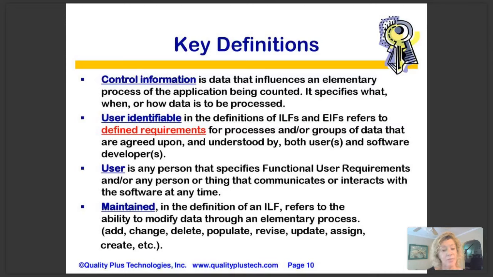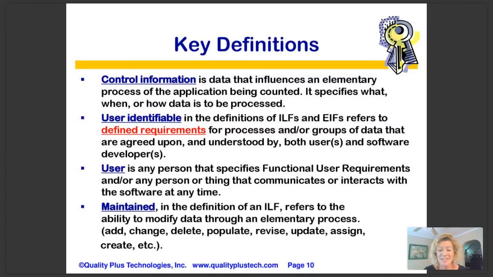And remember, our elementary processes are 5 types. We've got 2 types of data and 3 types of transactional. And those are the different types of functions we count. User identifiable. When we're talking about ILFs and EIFs, and we talk about user identifiable data, that's the data that refers to defined requirements for processes, so EIs, EOs, EQs, and or groups of data that are agreed upon and understood by both the users and software developers.